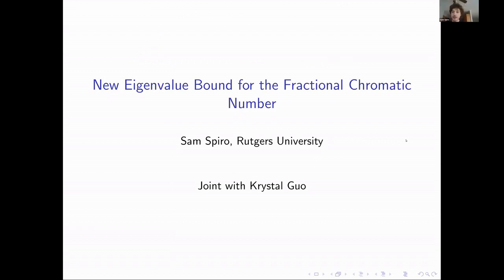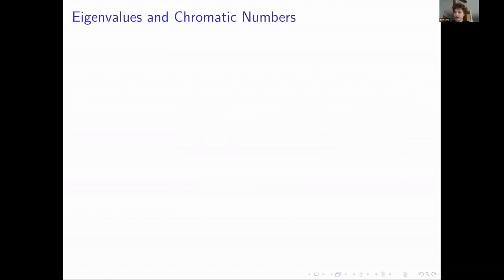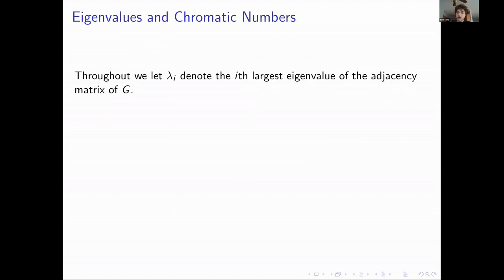Okay. Yeah, thank you all for coming here. I just want to say everything that I'm going to talk about is based off some recent joint work with Krystal Guo. So as the title of my talk might suggest, we're going to be talking a lot about eigenvalues and chromatic numbers. So first of all, throughout the talk, I'm going to let lambda i denote the ith largest eigenvalue of the adjacency matrix of some graph.